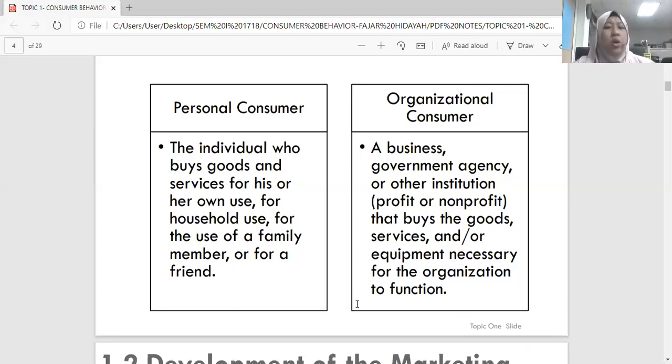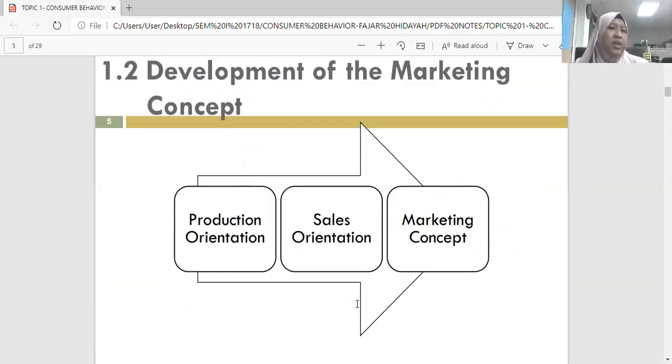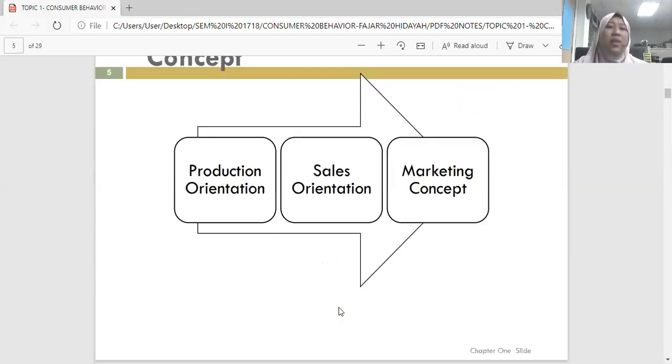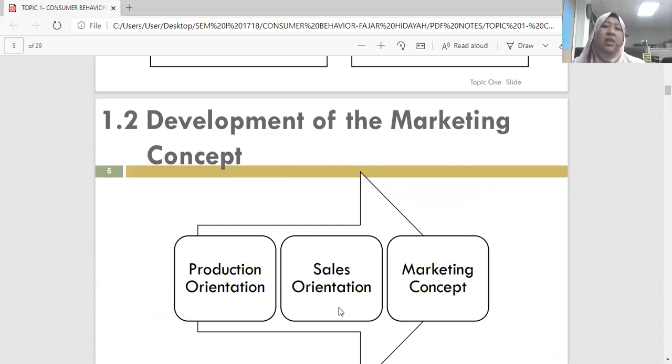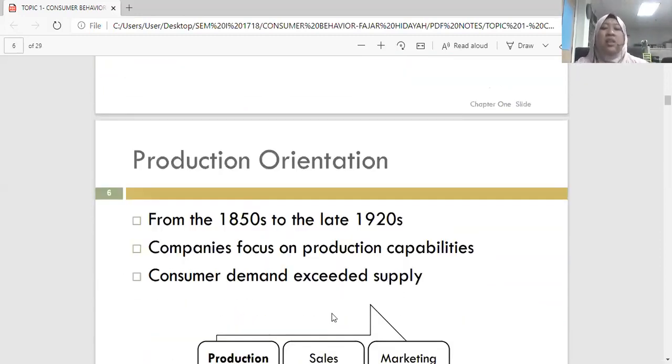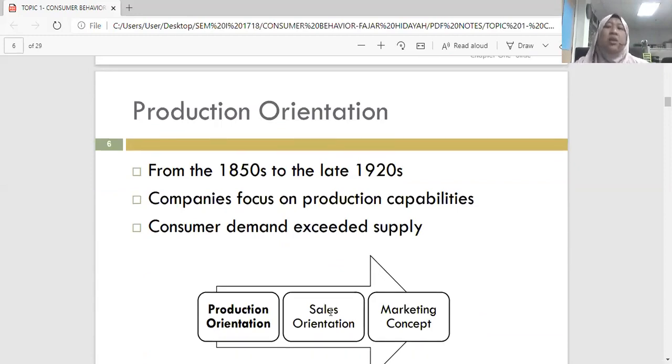All right, so we go to the next one, the development of the marketing concept. We have production orientation, sales orientation, and also the marketing concept. This is the timeline of how the marketing concept was derived. The first one is production orientation. It started, if you still remember, when you were not yet born, and I was also not yet born.